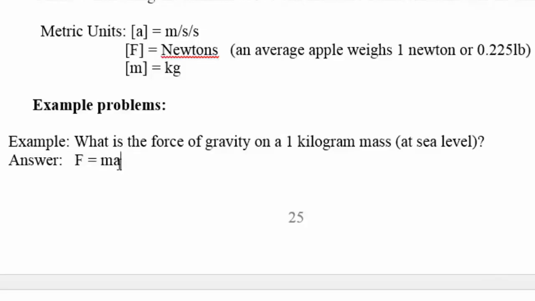So it will be kilogram times meter per second squared. And we call this unit Newton. So Newton basically is equivalent to the force needed to accelerate 1 kilogram of mass by 1 meter per second per second. And 1 Newton of weight is equivalent to 0.225 pound.